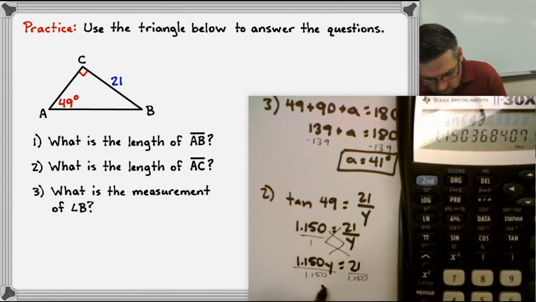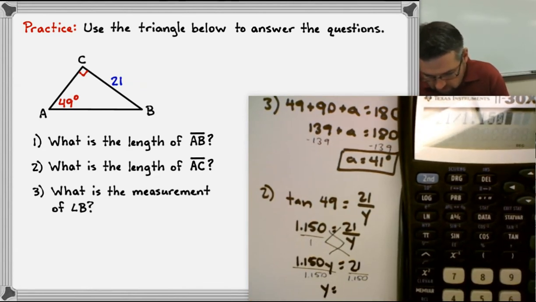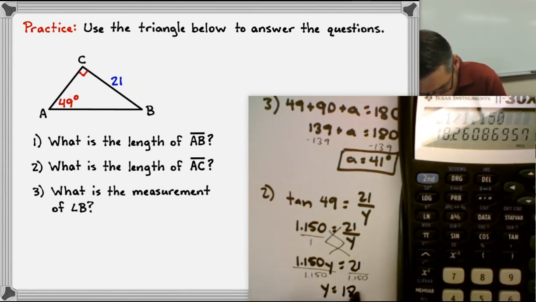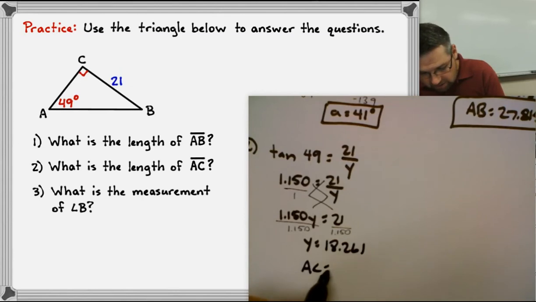And then solve. So y equals 21 divided by 1.150. We end up with 18.261. So our final answer would then be AC is equal to 18.261.